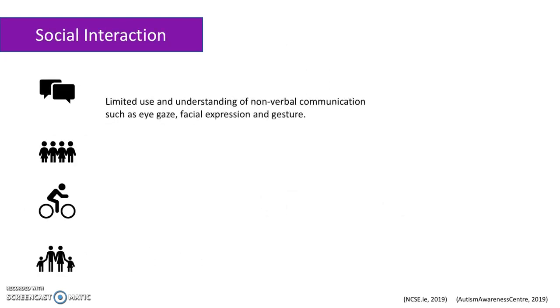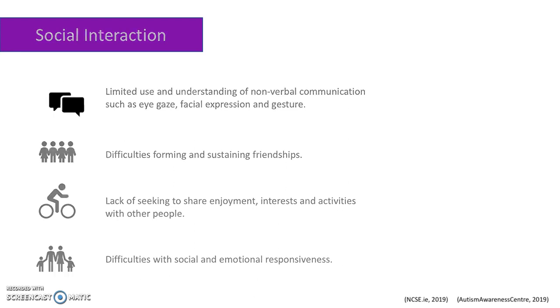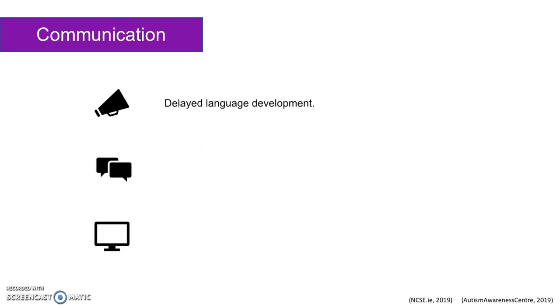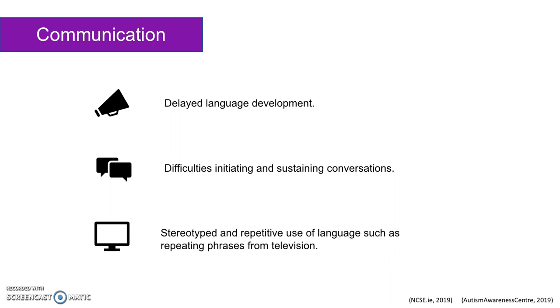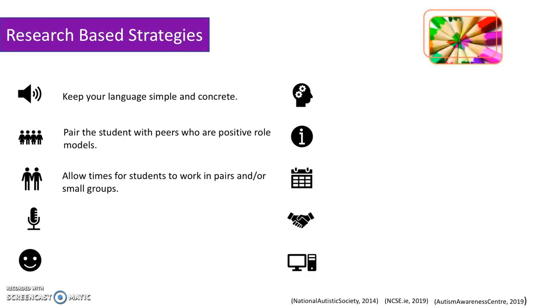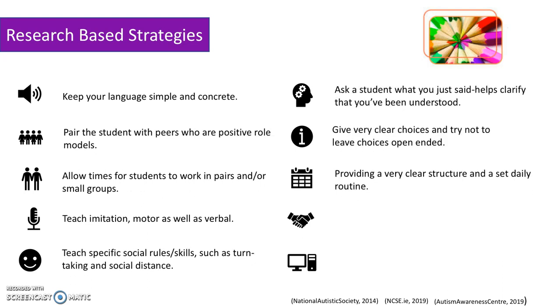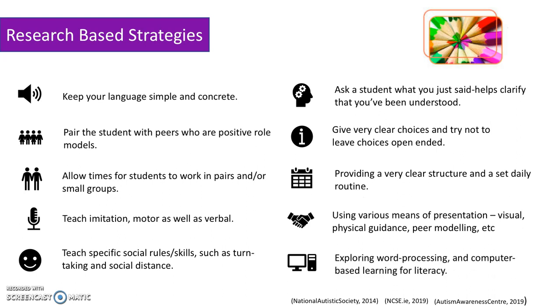Their difficulties with social interaction may manifest in the following ways. Impaired communication is characterised by these key points. I've gathered many research-based strategies. The main websites I've used are National Council for Special Education, Autism Alliance, Autism Awareness Centre, National Council for Autistic Society, and teachingcommunity.com. These are the overlapping teaching strategies highlighted to support learners with autism.